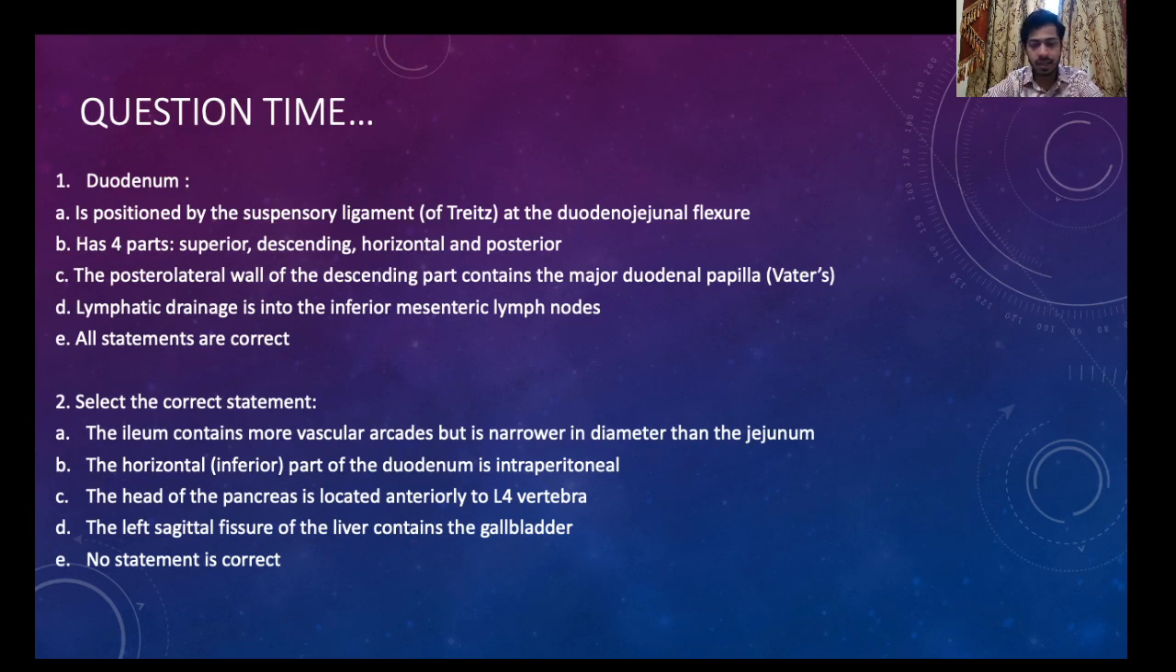So the answer is actually A again. Because, like I mentioned, the ileum contains more vascular arcades, but it is narrower in diameter, implying that it has a smaller lumen. Another important thing, just to revise again, is that the ileum has a shorter vasa recta, but obviously more vascular arcades.